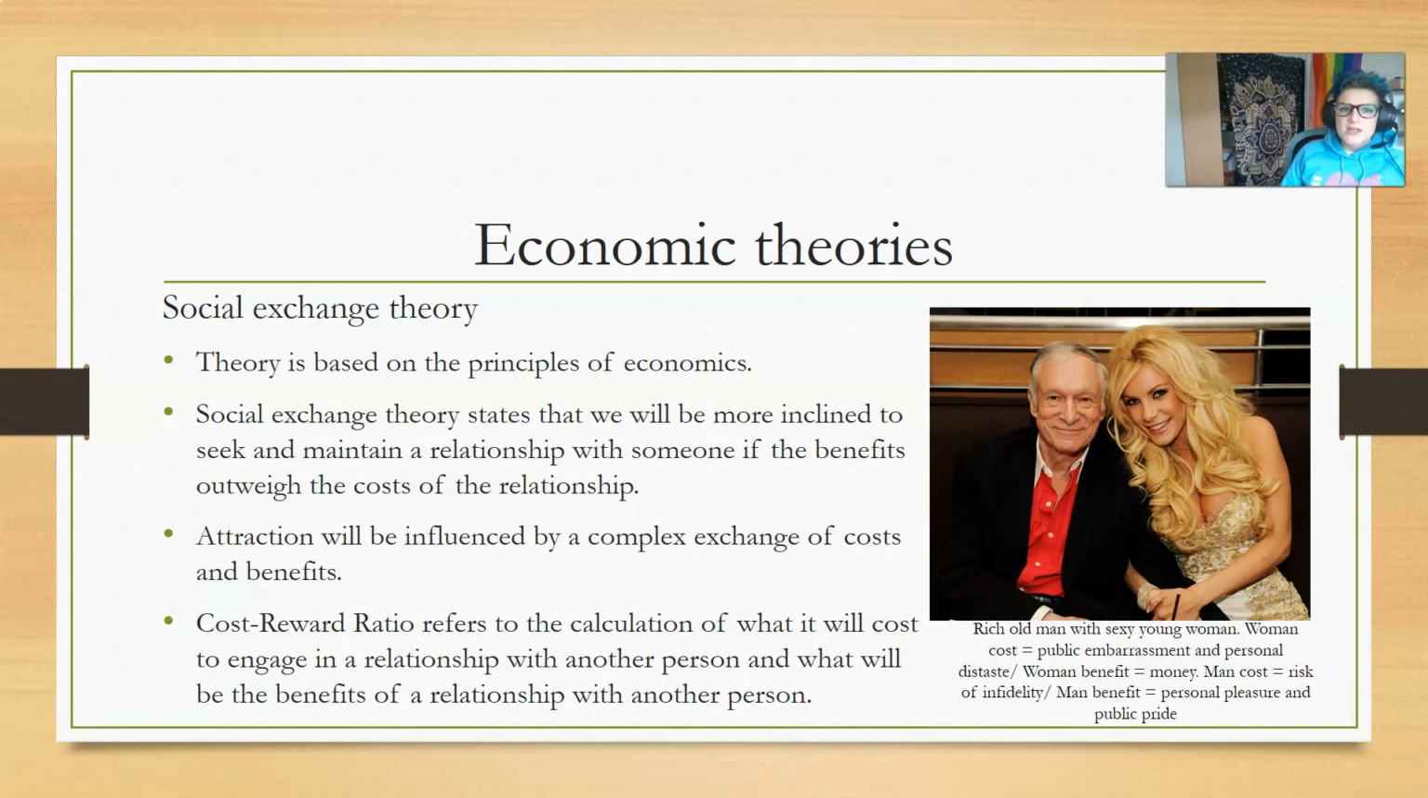The first is social exchange theory. Now this is based on principles of economics, so you're more likely to be attracted to someone where the benefits of the relationship far outweigh the costs of being in the relationship. So this cost-reward ratio refers to the calculation of what it will cost to engage in the relationship versus the benefits, and you want those benefits to be more than the costs. So let's take this example of a rich old man and a sexy young woman. Now, for the woman, the cost of being in the relationship with this man might be public embarrassment or personal distaste. So she's not particularly attracted to him, and she might be quite embarrassed that he is her boyfriend.